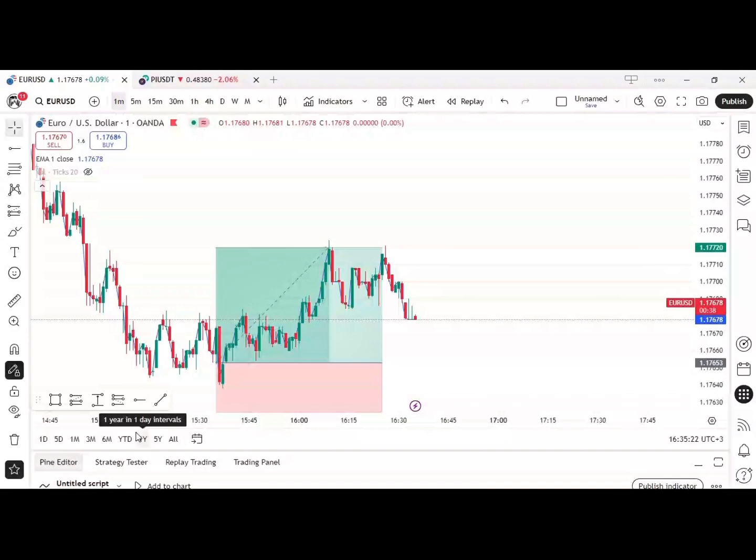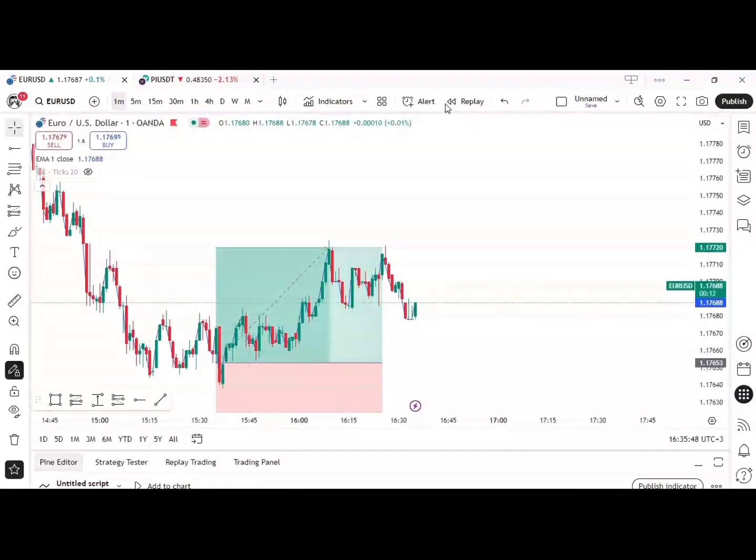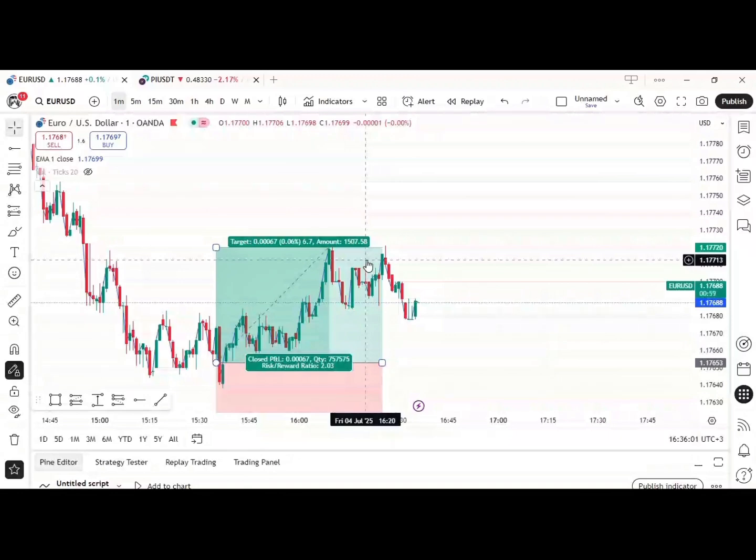Then it also has the option of an alert, in case you're busy at work, for example, and you don't want to miss a trade. You want TradingView to alert you when the price reaches the level where you want to enter the trade. It will alert you. Then there's this tool called replay. It's for backtesting. You move back in time and try to backtest your strategy using this tool.